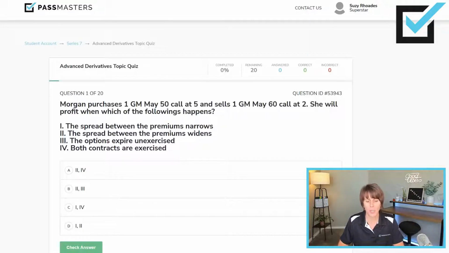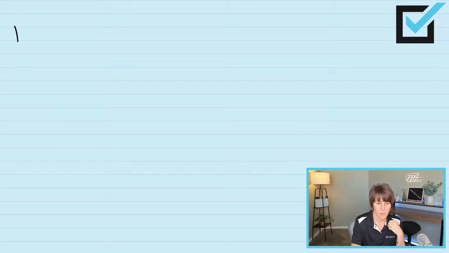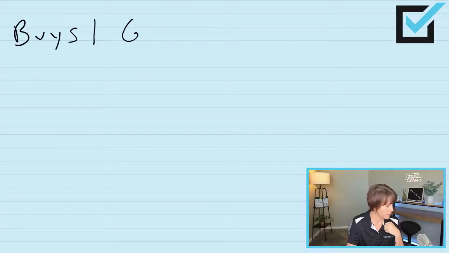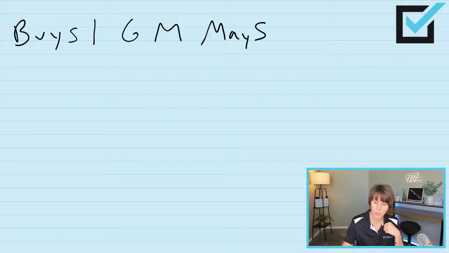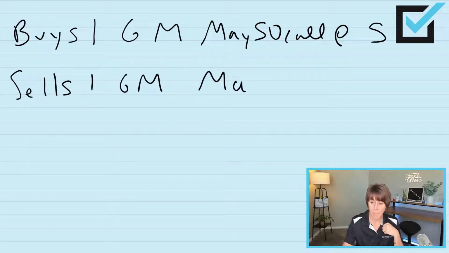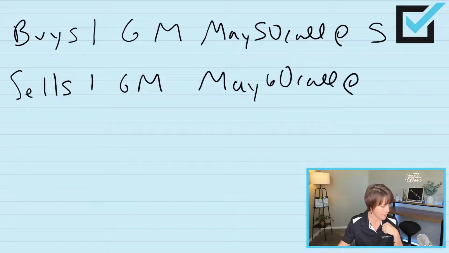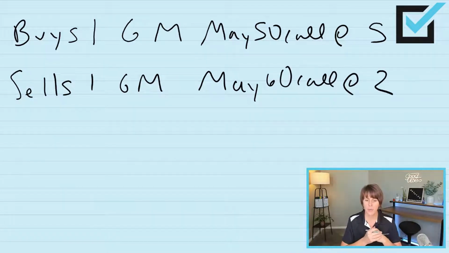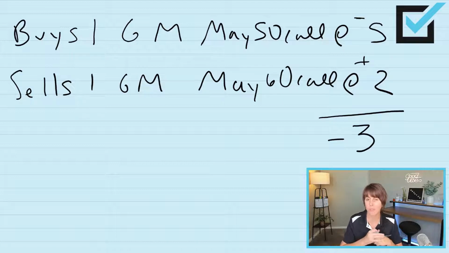So what do we have here? Morgan purchased a call and she sold a call. So we have a call spread. So let's write it down. Buys one GM May 50 call at 5. Sells one GM May 60 call at 2. So the buying of the call is money out of her pocket, so I'm going to put a negative sign there. The selling of the call brings money into her pocket. So the net of the premiums is a -3.